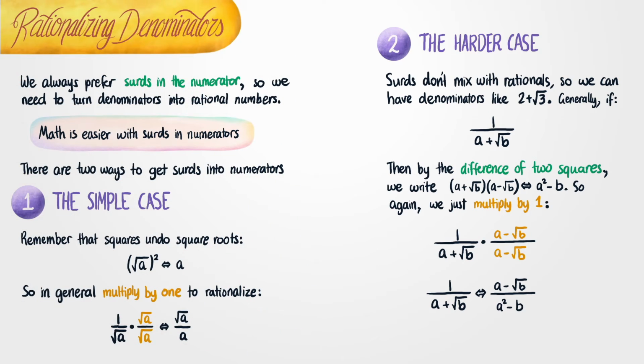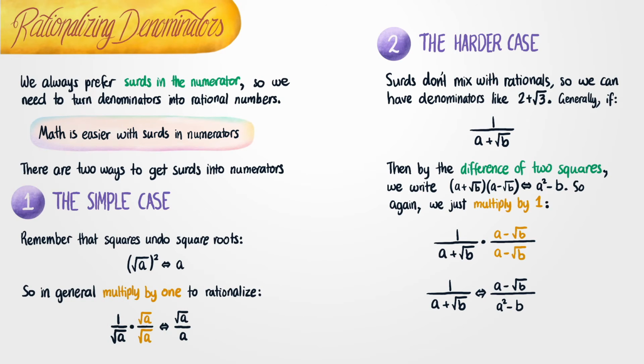In this lesson, we explained that maths is much easier anytime all of your surds are in the numerator. So anytime you have a surd in the denominator, we need techniques to actually rationalize them. After I showed you an example of why maths is actually easier with surds in the numerator, I started with the simple case, and that occurs anytime you have a surd on the denominator with no rational part.